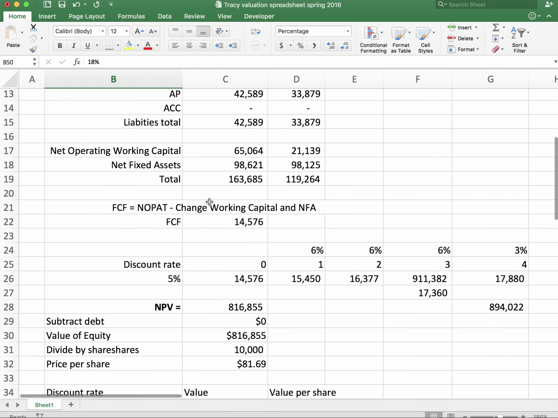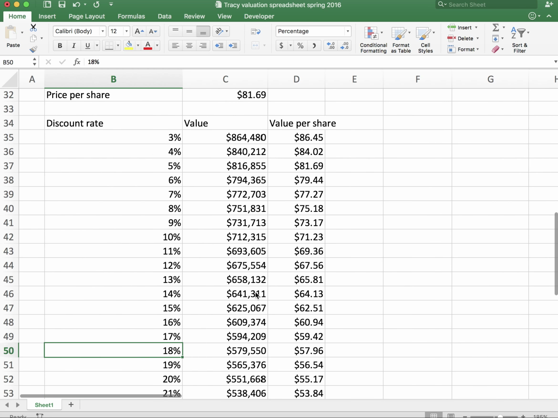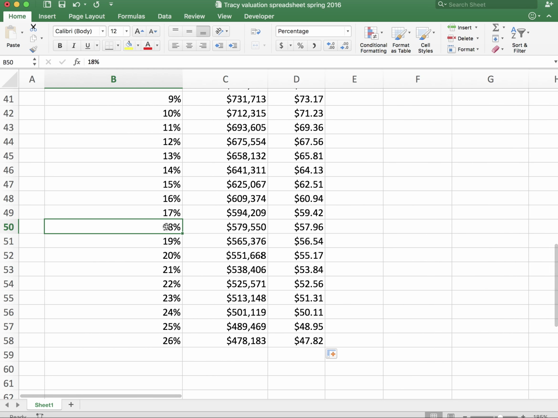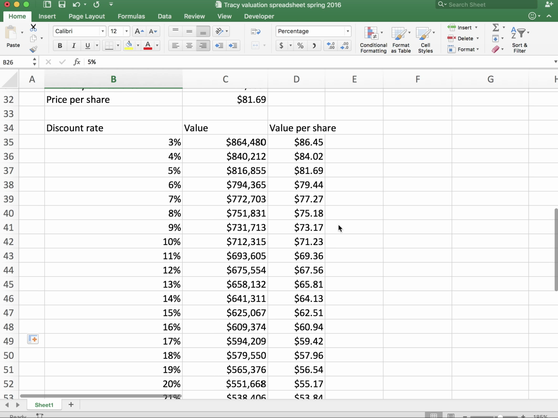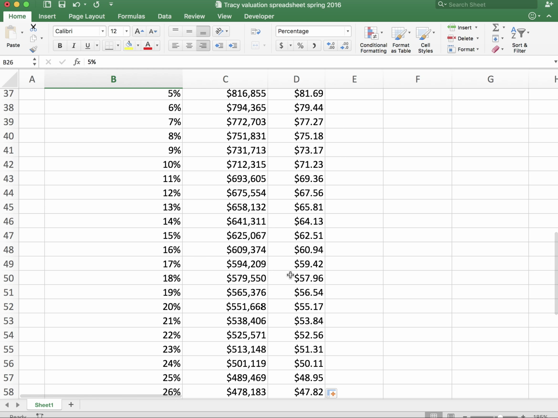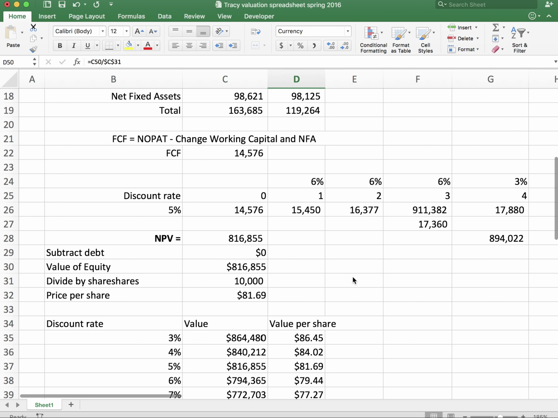Do I think this company with this cash flow is risky, more risky, or less risky than other investments at 18%? If that was the case, you'd go, oh, I think the market must think it's more risky than I think it is, because I thought it was only discounted at 5%. I thought it was pretty safe. The higher the discount rate, the more risky it is. Well, if the market's at 57.96 and you're at 81.69, the market must think it's riskier than you do.